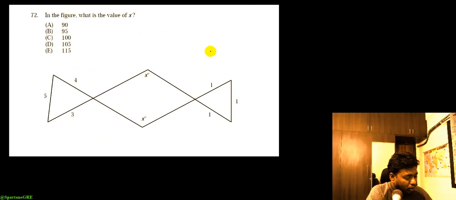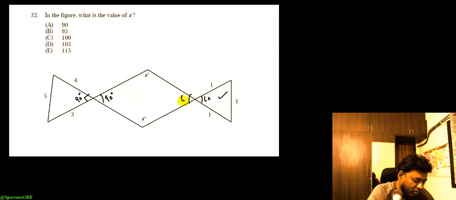In the figure, what is the value of x? You see here 5, 3, 4, this is a right angle triangle. I told you you should memorize at least 10 triplets. I gave the list in one of the videos. Please check the videos. So 5, 3, 4 is a triplet. So the right angle is formed opposite to side 5. So here this is 90 degrees. If this is 90 means this also will be 90. And this is an equilateral triangle. If this is 60 means this will be 60.